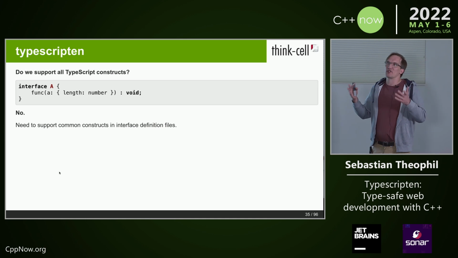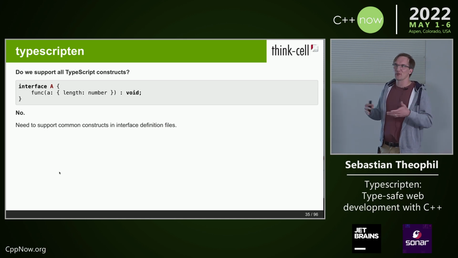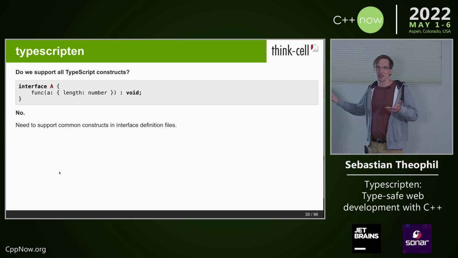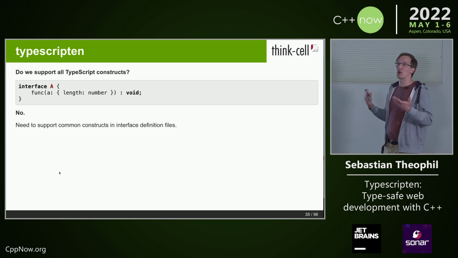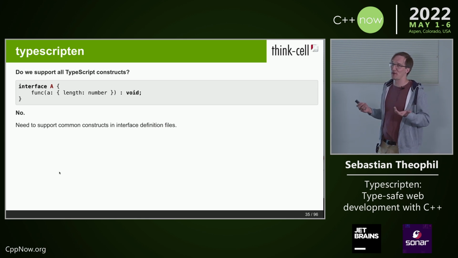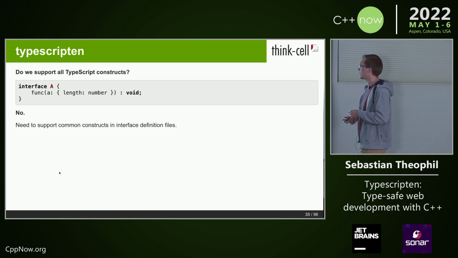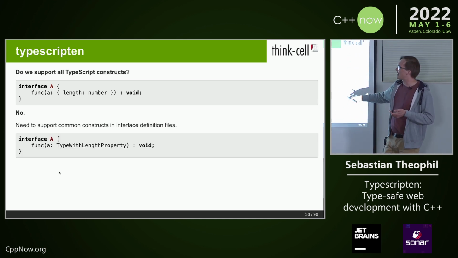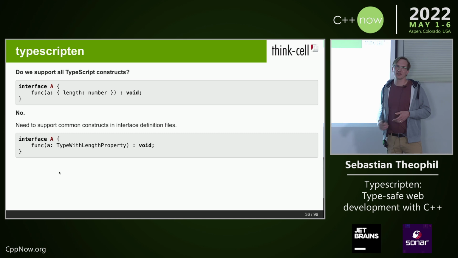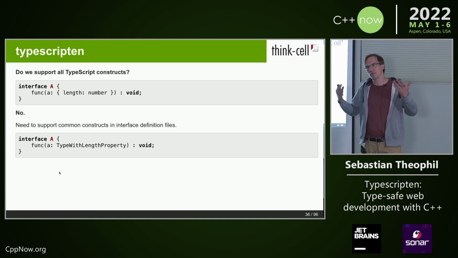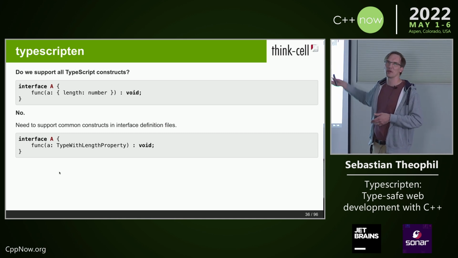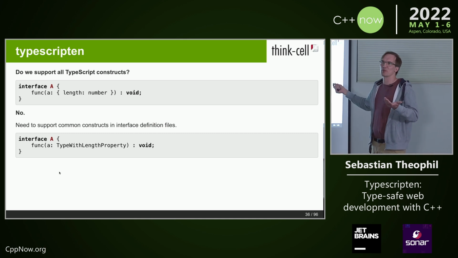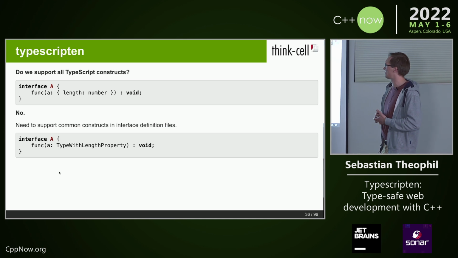But luckily, we don't actually have to support all of TypeScript. We just have to support that subset, which is the one that is most frequently used in those interface definition files. In the worst case, we could change those interface definition files to make them easier to understand as well. What we see in practice, for example, is that programmers are very lazy, and they would maybe just introduce a type for that requirement, a type that has a length property, so we don't have to repeat that every time. And this now is something that looks pretty easy to translate to C++.